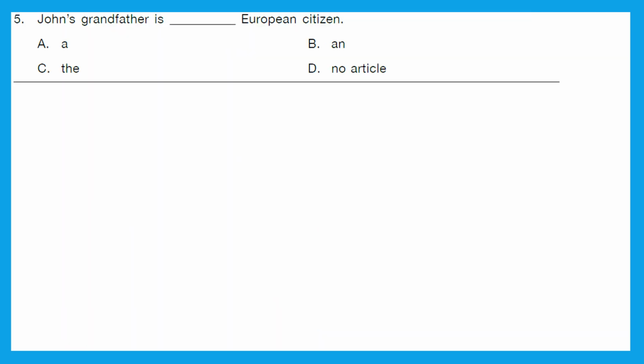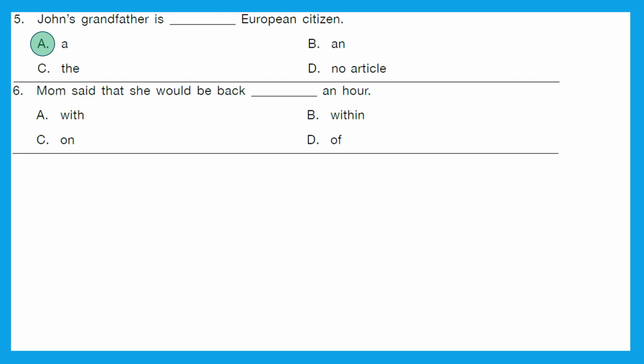Question 5. John's grandfather is dash European citizen. Now here we have to find the right article, and the indefinite article A is used before words beginning with a consonant sound. And when we say European, we hear a consonant sound. So we will use A over here. John's grandfather is a European citizen.